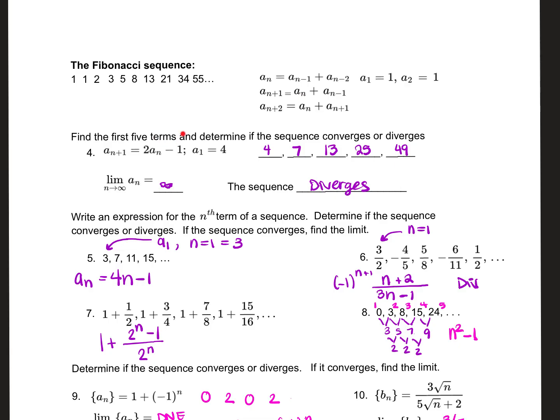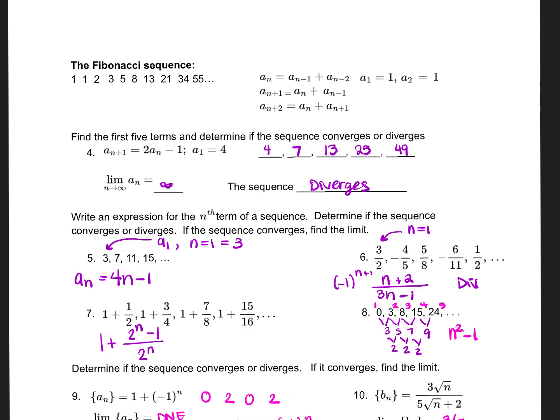Now, if we're trying to find a certain term, we have to use previous terms, and we have to have initial conditions or seeds. We can't say that we're just going to add the 2 previous numbers if we don't tell it where to start.